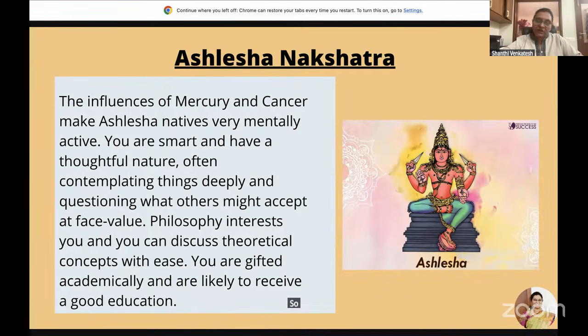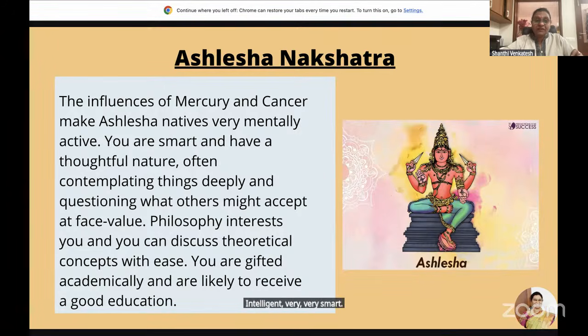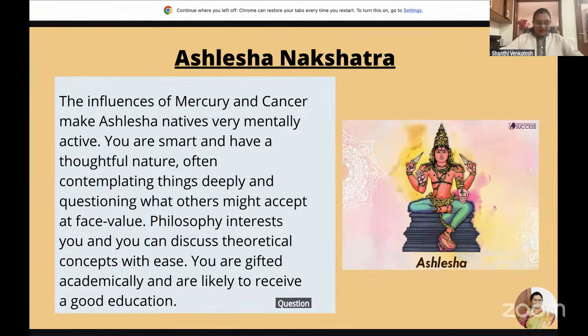So whenever Mercury comes into the picture, the first thing that comes to your mind is intelligence. So mentally, these people are very, very active and intelligent, very smart. Because of this intelligence, they always question what others might accept at face value. They will not take it at face value. They'll always be questioning. And highly intuitive. First, what does the word Ashlesha mean?